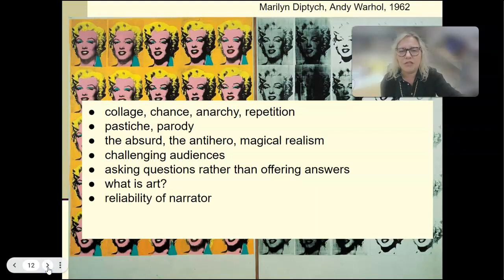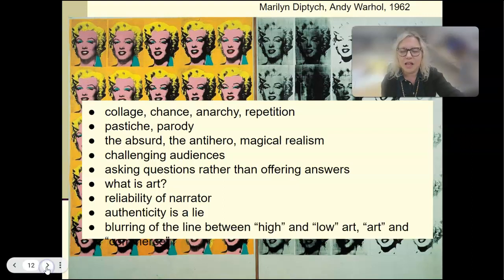Can a narrator be believed? We have unreliable narrators in postmodernism. We have those in modernism too, but in postmodernism, it goes beyond just an unreliable narrator, and there's this idea that there never could be a reliable narrator, that something like that does not actually exist. Authenticity is a lie. If anyone says they have the truth, question that. And then a blurring of the line between high and low art and commerce.